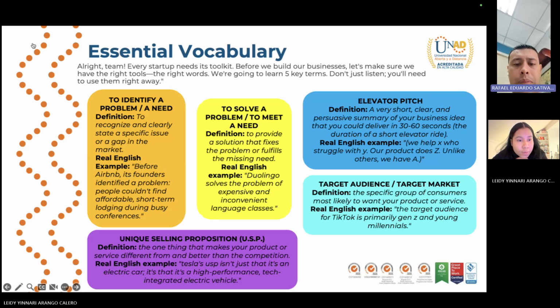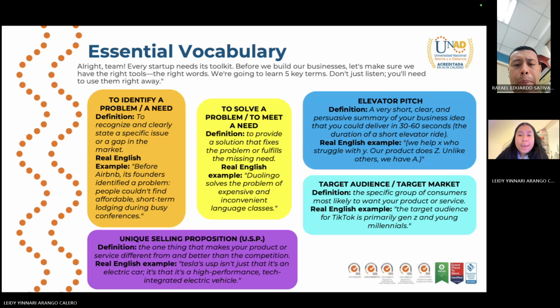Real English example: Tesla's USP. Usually when it's just initials, you say one letter per one. So, USP. Tesla's USP isn't just that it's an electric car, it's that it's a high-performance, tech-integrated electric vehicle.